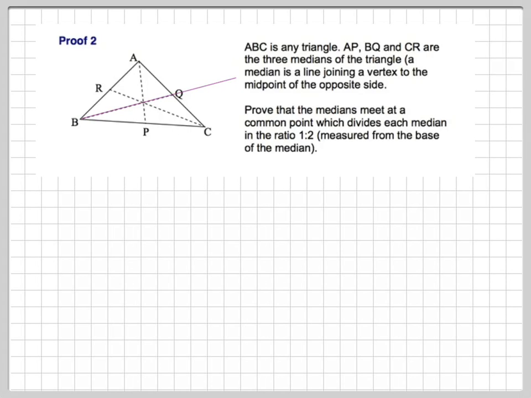Okay, there are several ways to prove that the medians intersect in the given ratio. I'm going to go for a geometrical proof here, or at least the outline of a geometrical proof, but I'll mention a couple of other things that we could have done.